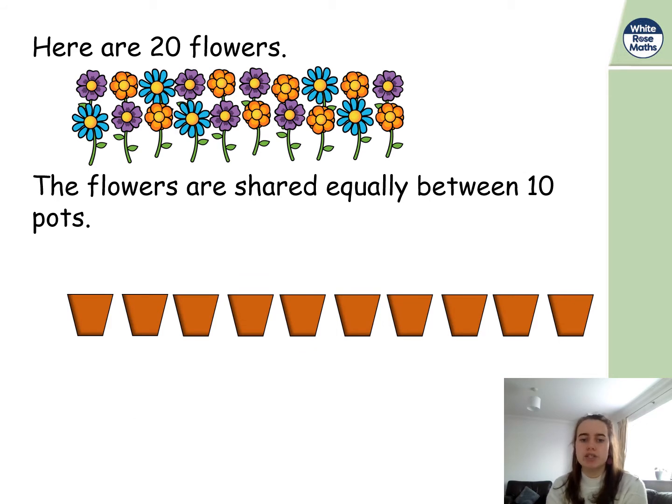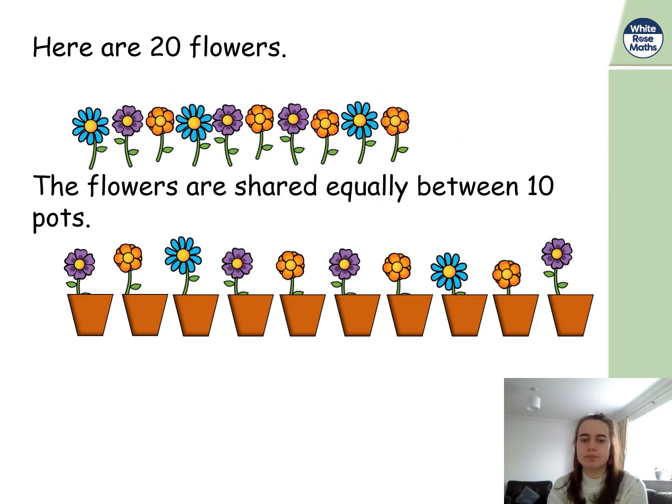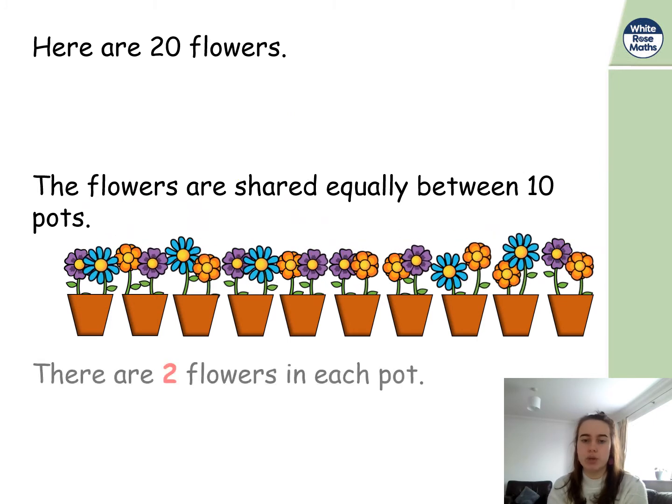So the flowers are shared equally between 10 pots. There we go. We've got 2 in each pot. So 20 divided by 10 equals 2.